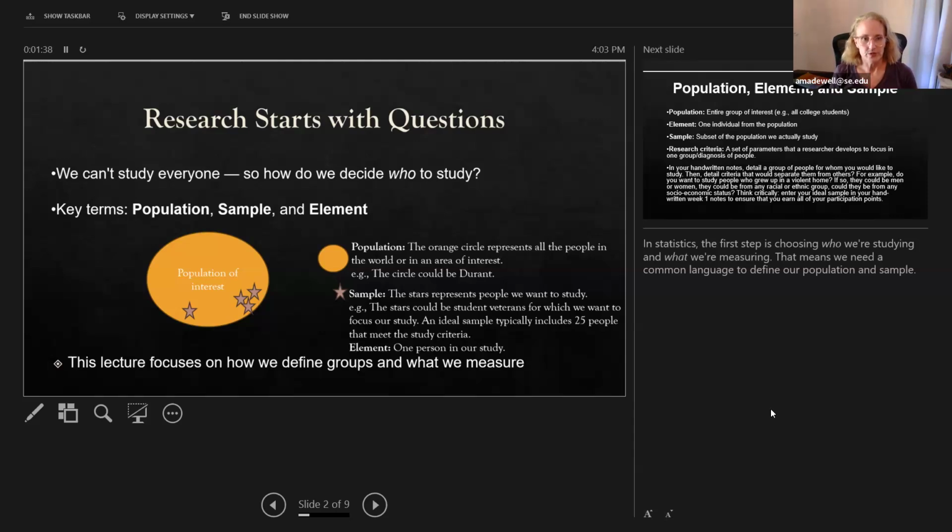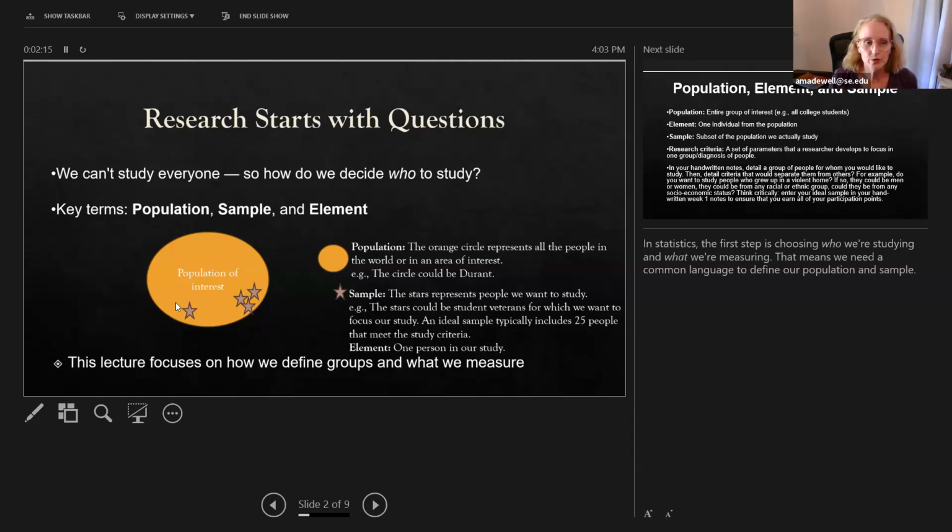Well, when we're talking about research, and we do develop a research question, we want to figure out who we want to study. We can't study everyone, so we have to decide who we're going to study. How we do that is, first we try to understand the population of people we're interested in. The population is just going to be everyone that we're interested in. It could be everybody in Durant, per se. The population of Durant would be every person, north, east, south, west.